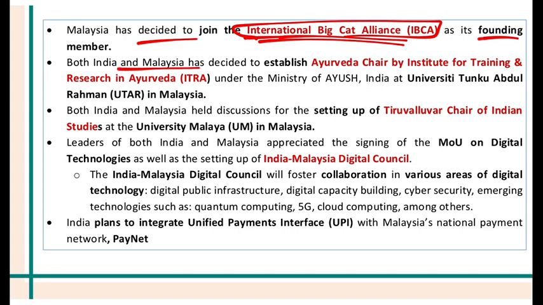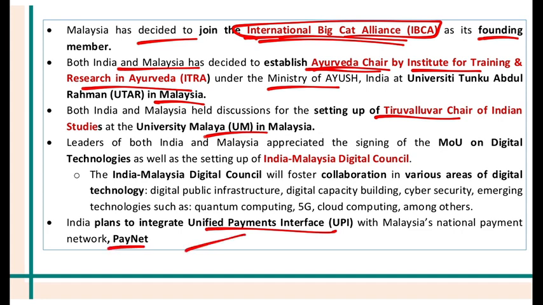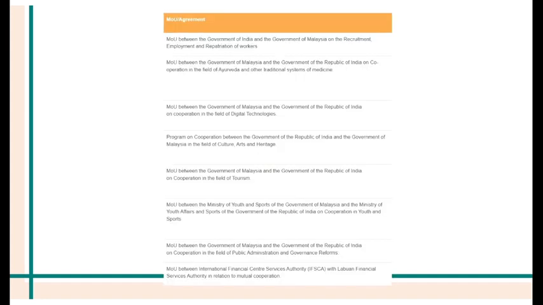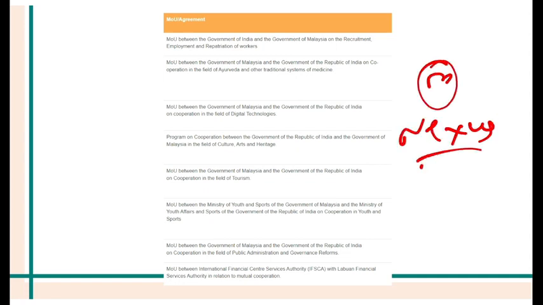Malaysia have decided to set up an Ayurveda chair by the Institute for Training and Research in Ayurveda under the Ministry of Ayush at a university in Malaysia. So we will set up an Ayurveda chair in Malaysia. Also, we will set up a Tiruvalluvar chair of Indian studies again in a Malaysian university. So all of these collaborations we will do. In fact, India has UPI, Malaysia has PayNet. These two will be joined together. And you also know that Malaysia is also a part of Project Nexus. Project Nexus, right? There are 4 ASEAN countries, there is RBI and there is the Bank for International Settlements.